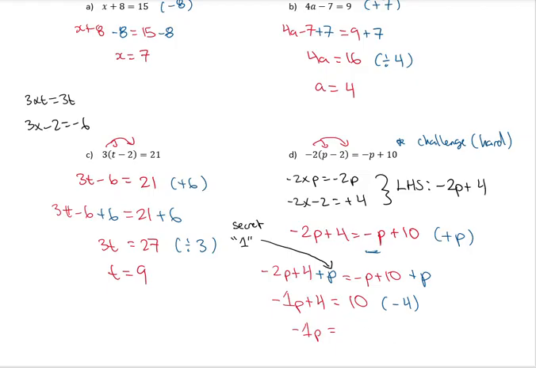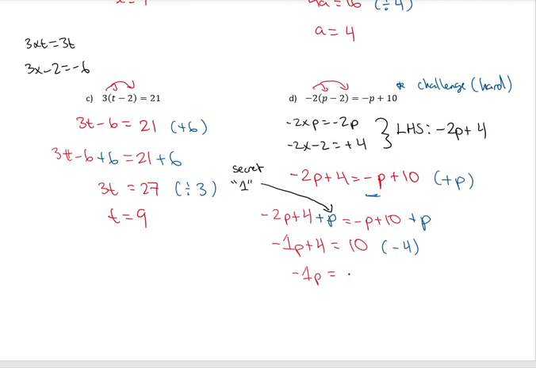I can't be bothered writing a lot of this stuff down. And then I finally divide by negative 1, okay? 6 divided by negative 1 is negative 6. So yeah, this one's quite tricky, so just be careful.